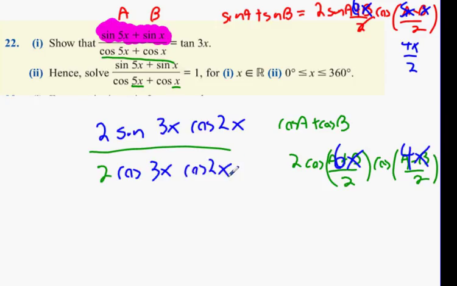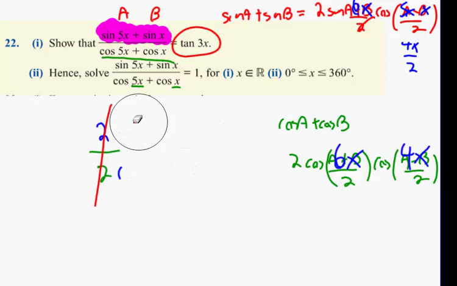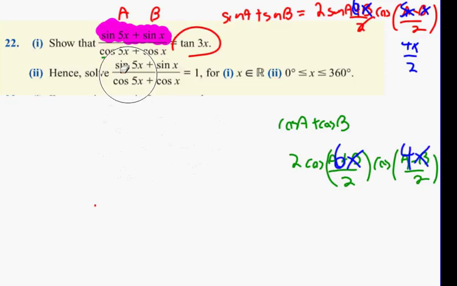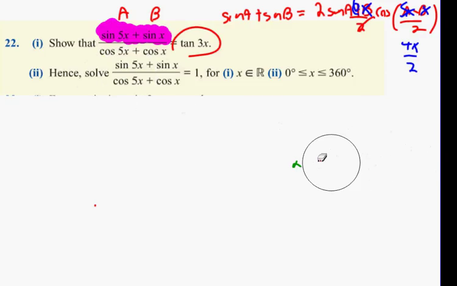What cancels? What's left? Sine 3x over cos 3x, which is tan 3x, good job. Okay, proven, yeah? Everybody cool with that? Now, how's the word hence? What does hence mean when you see it? Okay, then what? So if we can replace this with tan 3x equals 1.